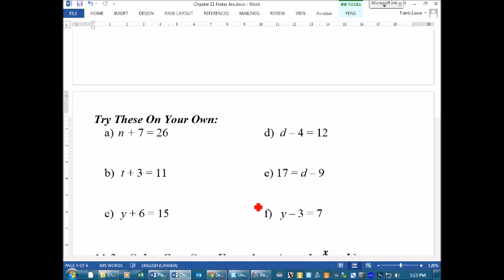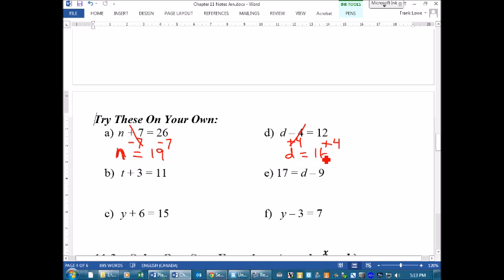I have n plus 7 equals 26, so I'm going to take away 7, but I'm going to do it on both sides. These cancel out, and I'm left with n. N equals 26 take away 7 is 19. Okay, let's do a subtraction one. Let's do d instead. So d take away 4 equals 12. Well, I want to get rid of that minus 4, so I'm going to add 4. But I have to do it on both sides, don't I? Okay, these will cancel out. I'm left with d equals 12 plus 4 is 16.